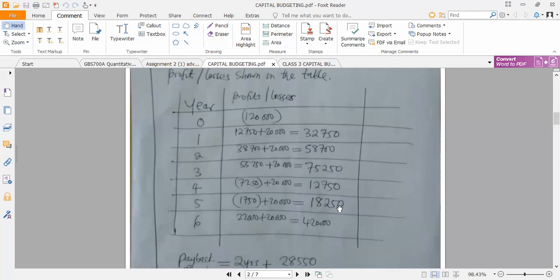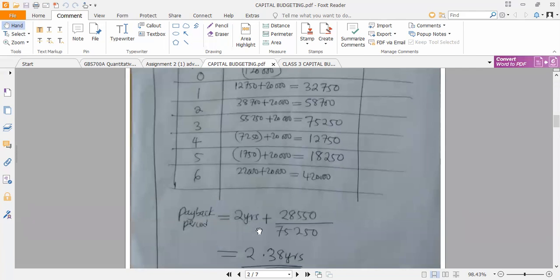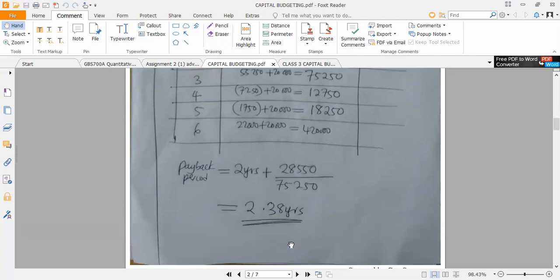So in the meantime, we're going to say our payback is 2 years, plus the 28,550, which we need to recover from the 75,250. So we divide the 28,550 by 75,250, then add the 2 years there. So we are getting our payback as 2.38 years. Okay? Just confirm that.